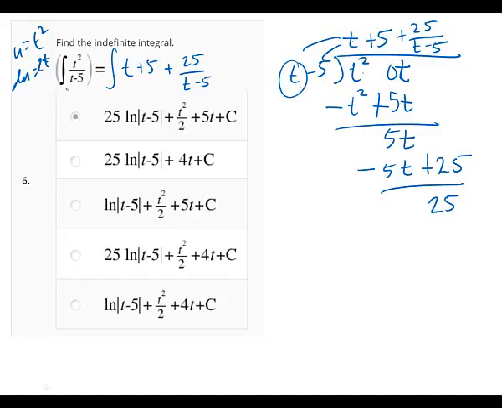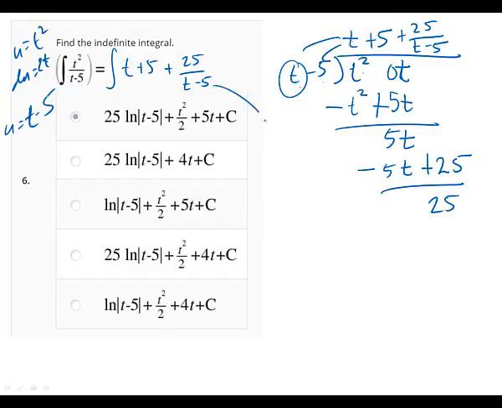My other clue is looking at my answer choices. There are natural logs in them, so I have to be able to get that natural log. My u sub for the natural log isn't working out here. For the natural log, u would have to be t minus 5, and that doesn't work. The other thing is to look at whether the exponent in the numerator is bigger than the exponent in the denominator. That's another clue to making sure you're doing long division.